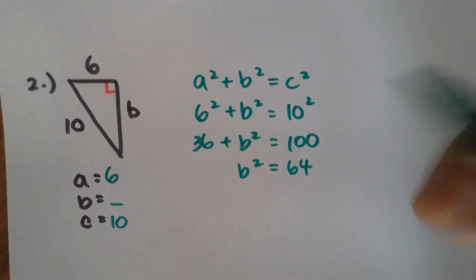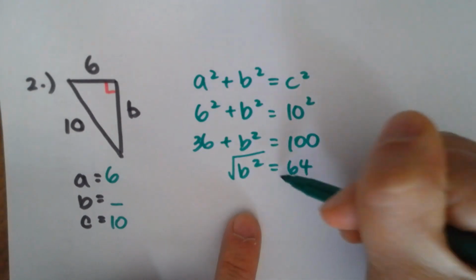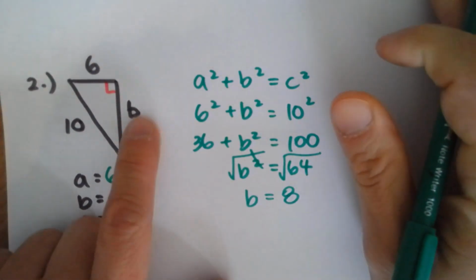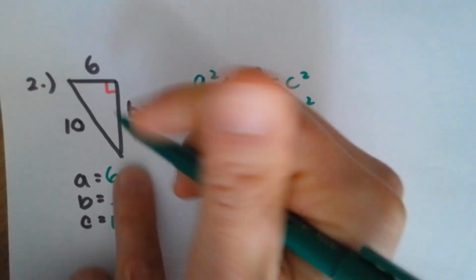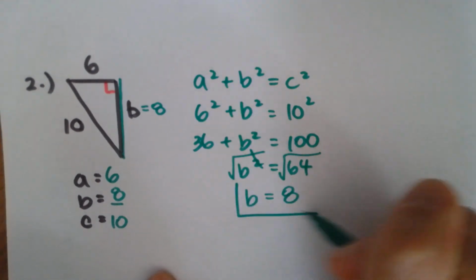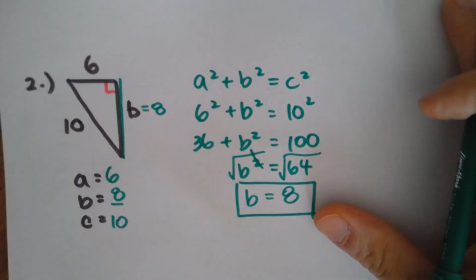Once I have that, I'm going to square root both sides so I can get the B by itself. This will cancel out. So B is equal to 8. So this number right here is going to be 8. The distance from here to here is going to be 8. So you can say this is 8. Easy. Okay, so let's do a harder problem.